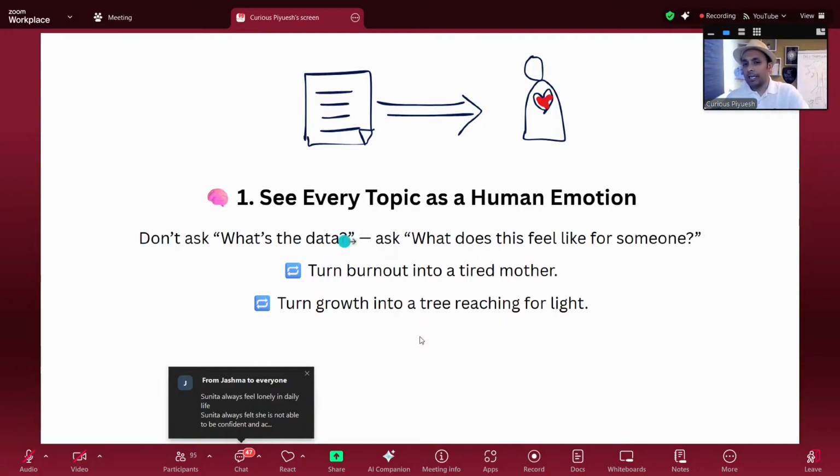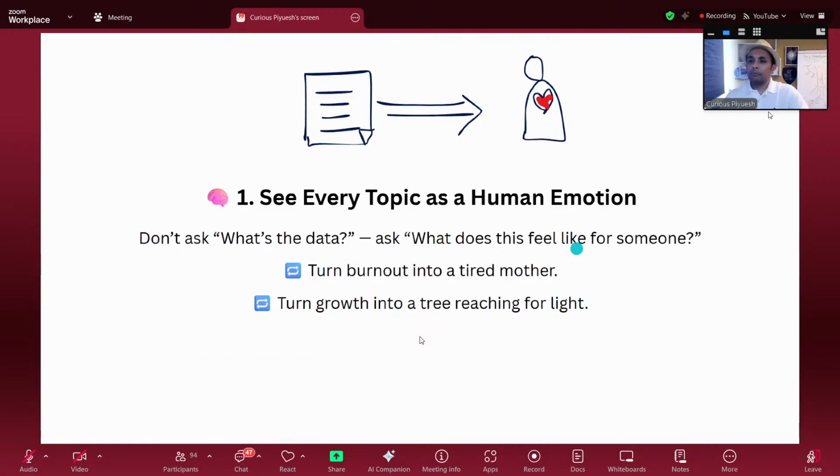Don't ask what's the data, ask what does this feel like for someone. I'm giving you a very common example. When I'm talking to my mom in India, she says, "Oh, it's so hot." And I know that in India it's so hot. Now, "it's so hot" is data. And now I will say, "Here also it's raining." She is giving me data, I am giving data. Data. After 2 minutes, it's blank silence. Yes or no? How many of you have faced this? Nothing to talk about.